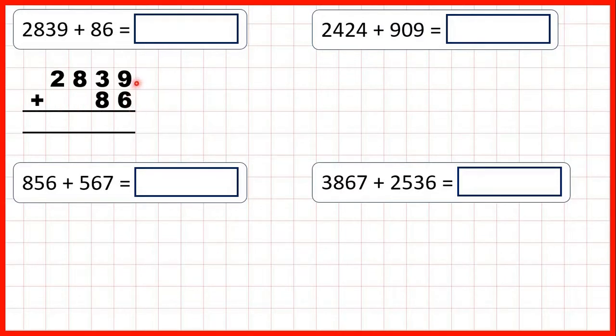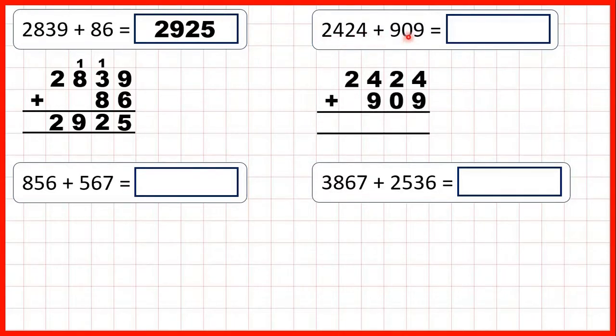So we line the digits up on the right hand side, and then we start by working from right to left, so adding our ones. 9 plus 6 is 15, so we write that 1, 5, with the first digit above the next place value column along. 1 plus 3 plus 8 is 12, that's 1, 2. 1 plus 8 is 9, and 2 plus nothing is 2. So our answer is 2,925.